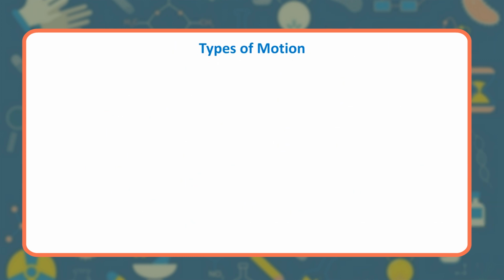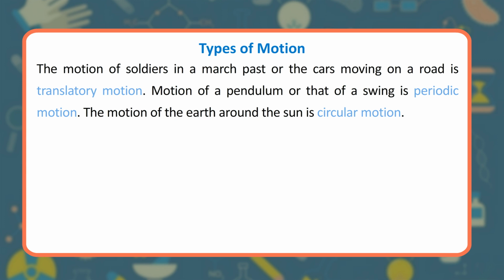Types of motion. The motion of soldiers in a march past or the cars moving on a road is translatory motion. Motion of a pendulum or that of a swing is periodic motion. The motion of the earth around the sun is circular motion.